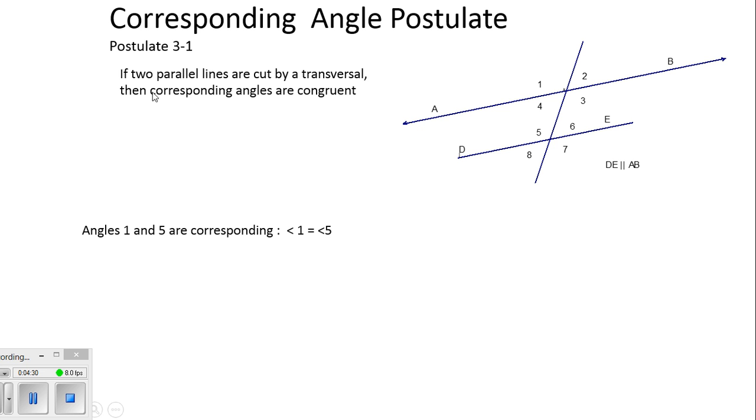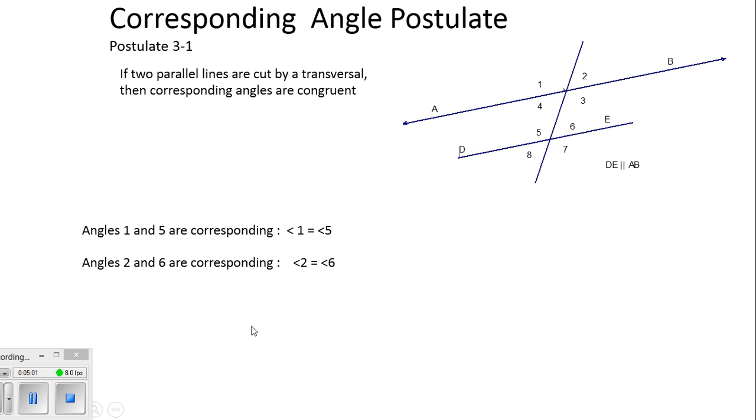So two parallel lines are cut by a transversal. The corresponding angles are congruent. So you bet, you got it, 1 and 5 are congruent, but they're not the only correspondings. What else? 4 and 8 are congruent. 2 and 6 are congruent. 3 and 7 are congruent, okay? So, as we say here, angles 1 and 5 are corresponding. Therefore, our postulate, without proof, is that they are congruent.